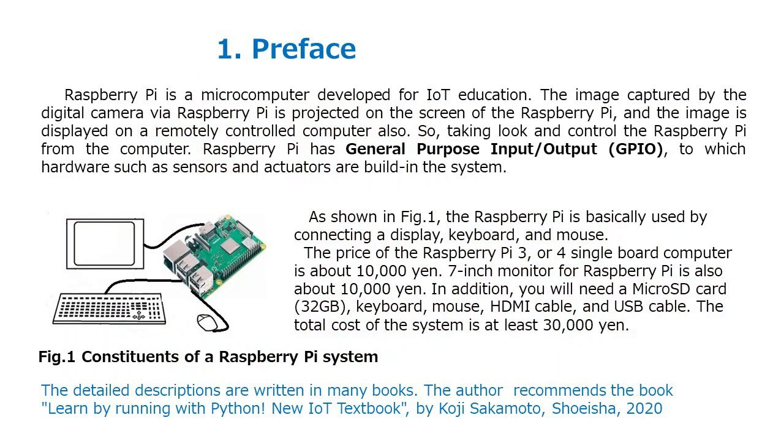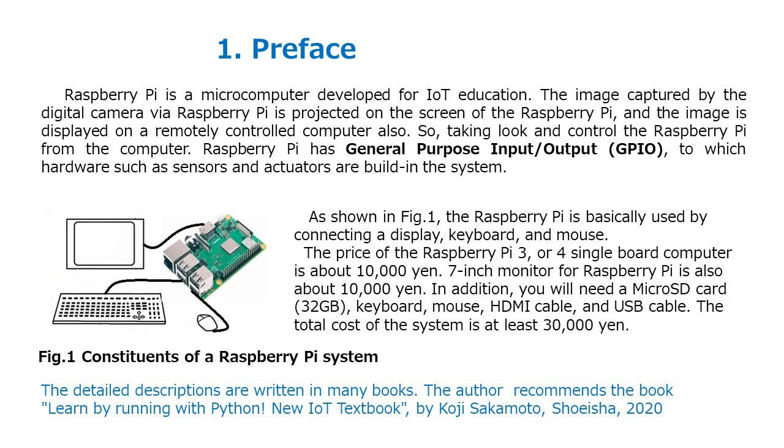Raspberry Pi is a microcomputer developed for IoT education. The image captured by the digital camera via Raspberry Pi is projected on the screen of the Raspberry Pi, and the image is displayed on a remotely controlled computer also. So, we can take a look and control the Raspberry Pi from the computer. Raspberry Pi has general-purpose input-output, GPIO, to which hardware such as sensors and actuators are built into the system. As shown in Fig. 1, the Raspberry Pi is basically used by connecting a display, keyboard, and mouse.